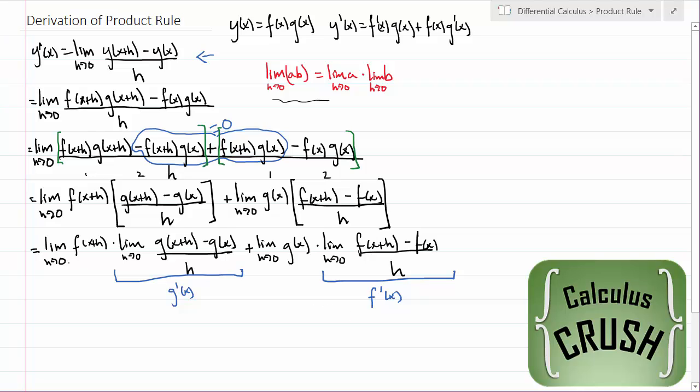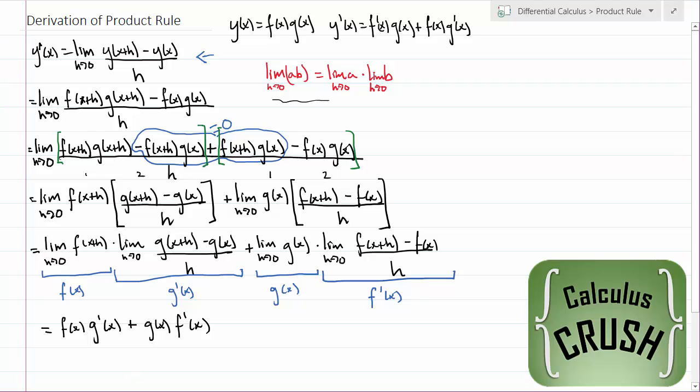Now, if we take the limit as h goes to 0 of f of x plus h, well, we just set h equals to 0, and all we're left over with is f of x. And if we take the limit as h goes to 0 of g of x, well, g of x doesn't depend on h, so it's just g of x. So finally, what we end up having is f of x times g prime of x plus g of x times f prime of x.